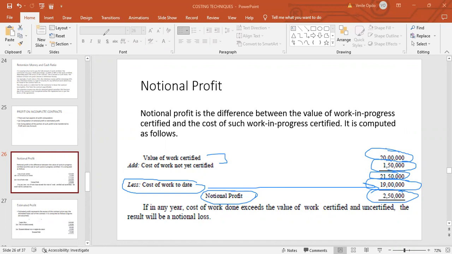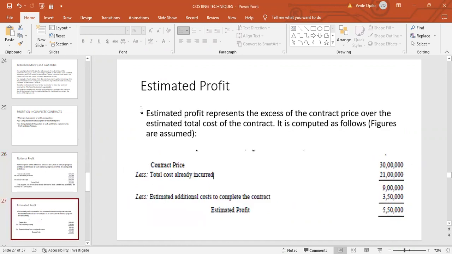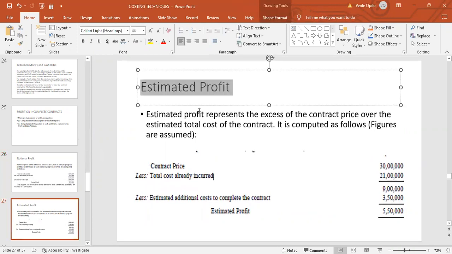So we will be utilizing this formula in the event that you are expected to compute the notional profit, and you will be computing the notional profit on a yearly basis if you have incomplete work. Then there is what we call the estimated profit. The estimated profit represents the entire profit that you would expect from a particular contract over the contract period. How much are you expecting to receive from this particular contract?